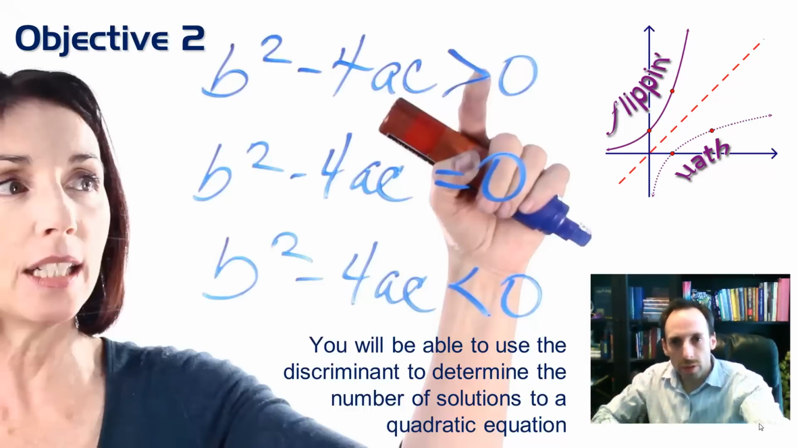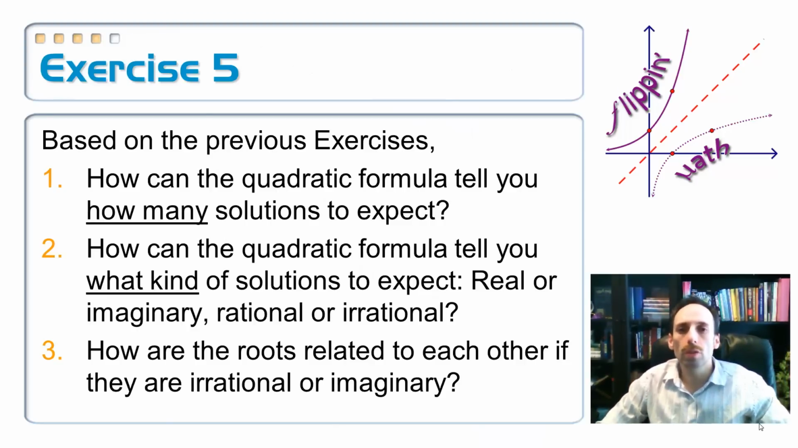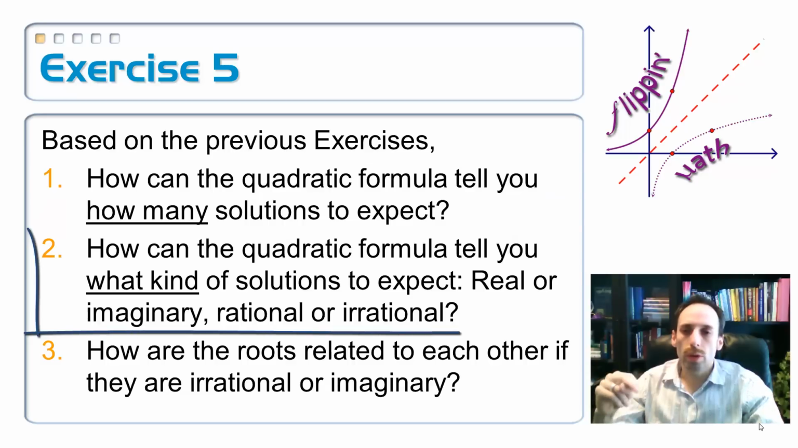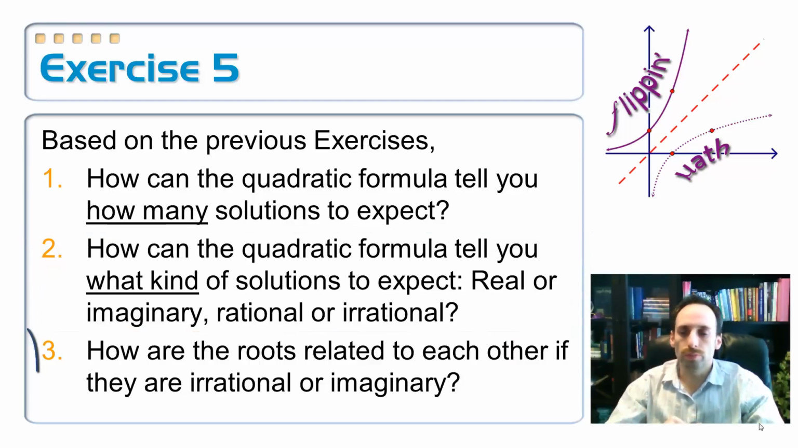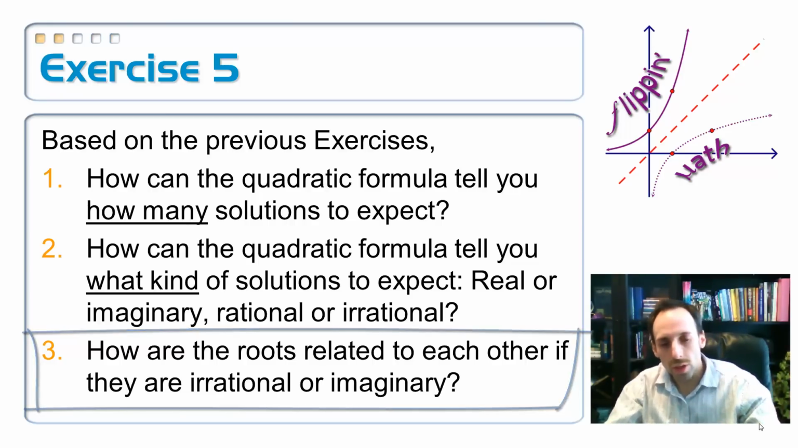So, in order to make sense of this, let's answer these questions. Based on the previous exercises, we've used the quadratic formula quite a bit now. How can the quadratic formula tell you how many solutions to expect? Second one, how can the quadratic formula tell you what kind of solutions to expect? Are they going to be real or imaginary? Are they going to be rational or irrational? And then finally, number 3, how are the roots related to each other if they are indeed irrational or imaginary? So let's take this one at a time.